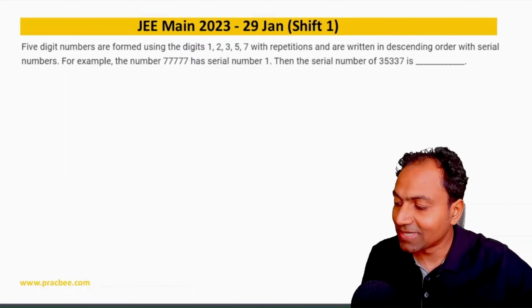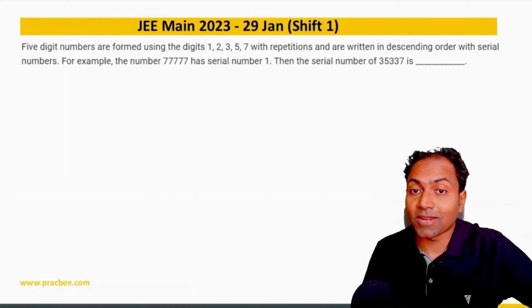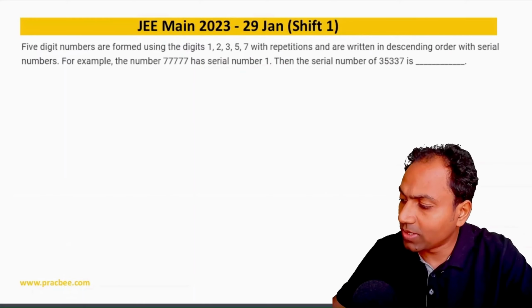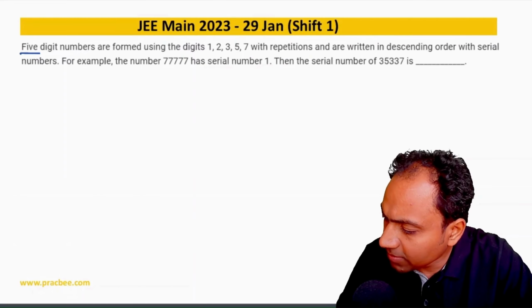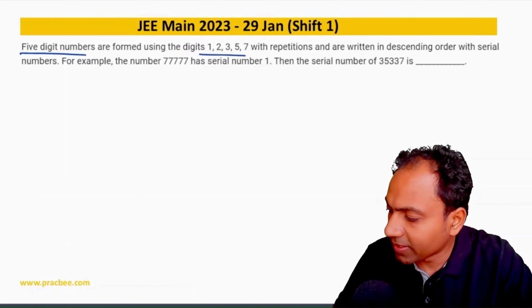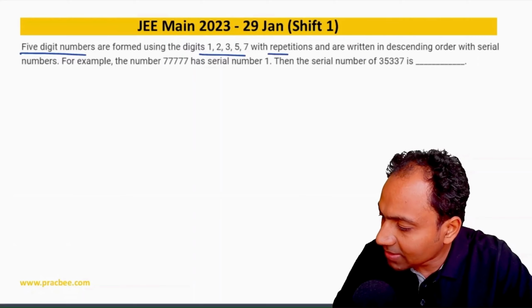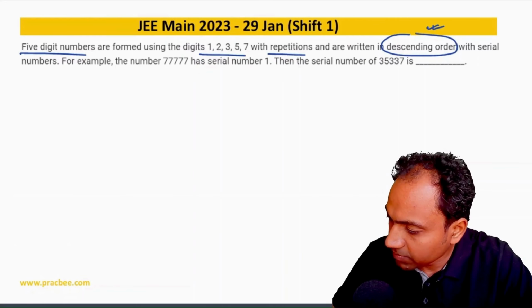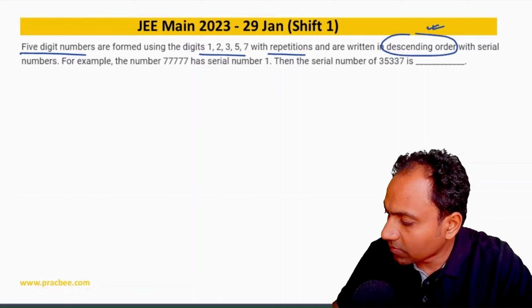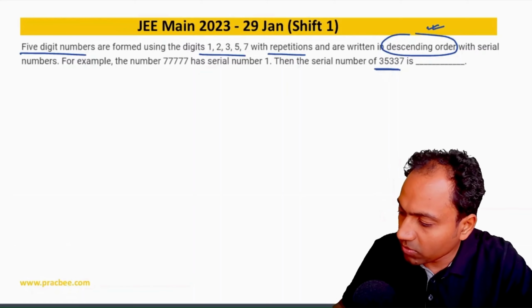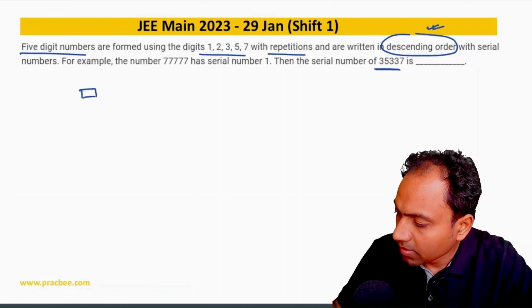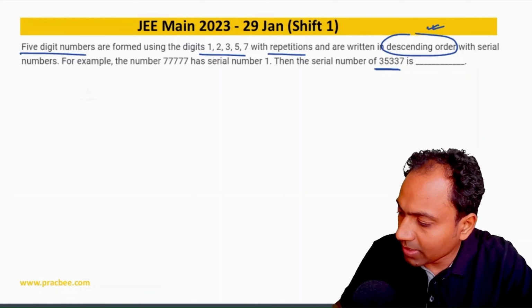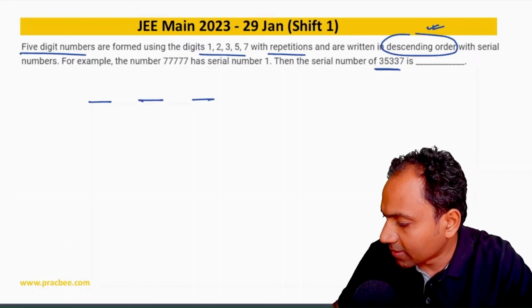Now if we start with this next question, it is a similar kind of question as asked earlier. It is only that now we are making 5 digit numbers using digits 1, 2, 3, 4, 5, 7. Repetition is allowed still, but we are writing it in descending order. This is very important. So what they are asking is, what is the serial number of this? So now when we start making this 5 digit number, what we need to take care of is the descending order. That is a very important thing.